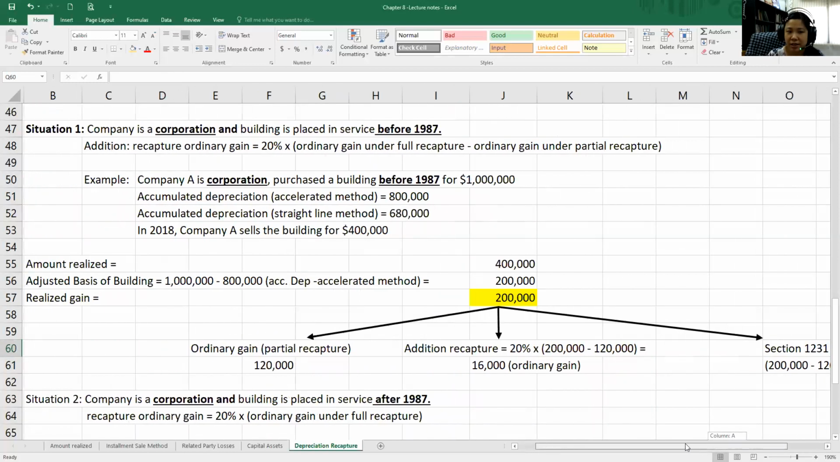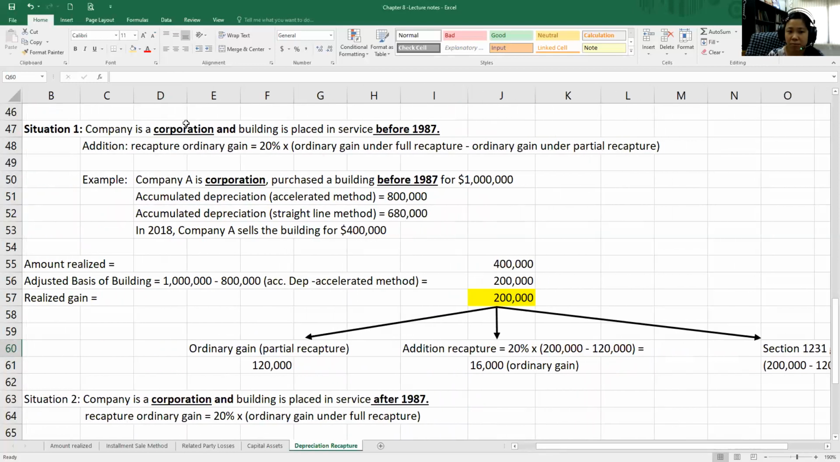Again, this applies to a corporation that purchased a building before 1987. Besides the ordinary gain in partial recapture, we have an additional recapture, which is 20% of the ordinary gain under full recapture. Full recapture covers all 200,000, minus the partial recapture of 120,000, and that gives you 16,000 ordinary gain.